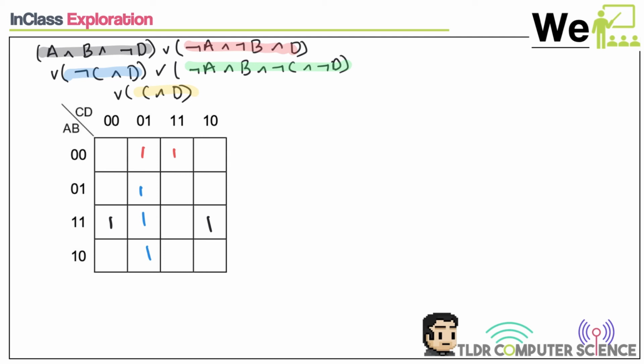Caden, green, please. Not A and B and not C and D. So not A and B is going to be which row? Row 2, column 1. And column 1 is not C and not D, so it's going to be that one there. So I'll put the green in. And then finally, Lily, C and D. Agreed. There we go. So I've made something here.